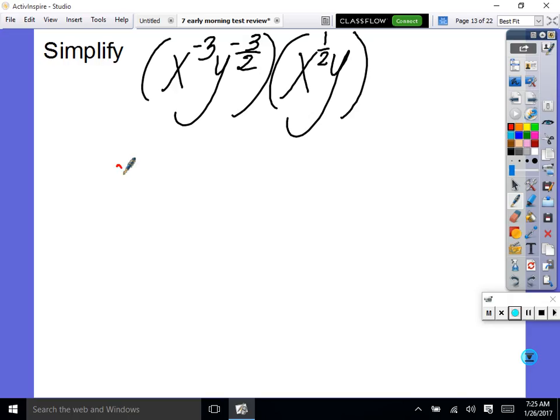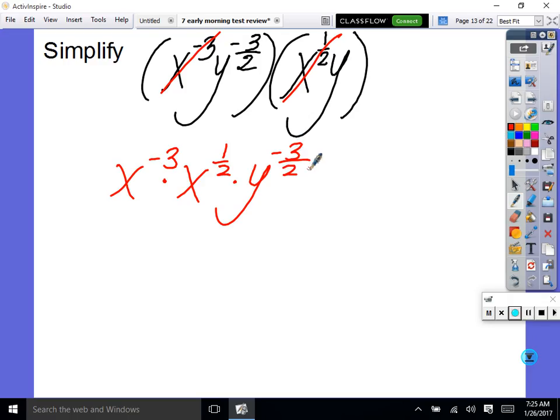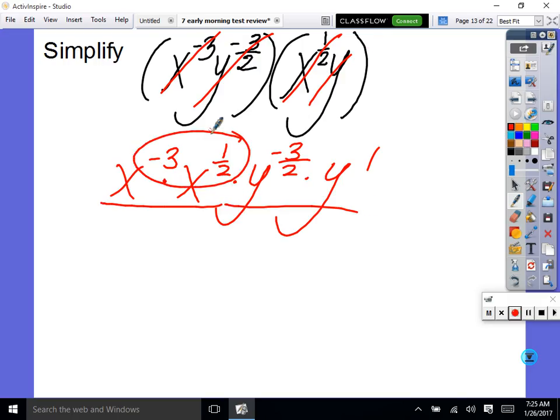So don't we just reorder it? x to the negative 3 times x to the 1/2. Even though there's parentheses there, it doesn't mean it's connected. It looks like it's connected, but it's not. Times y to the first. That's so important, right? Then when you multiply, you add, right?